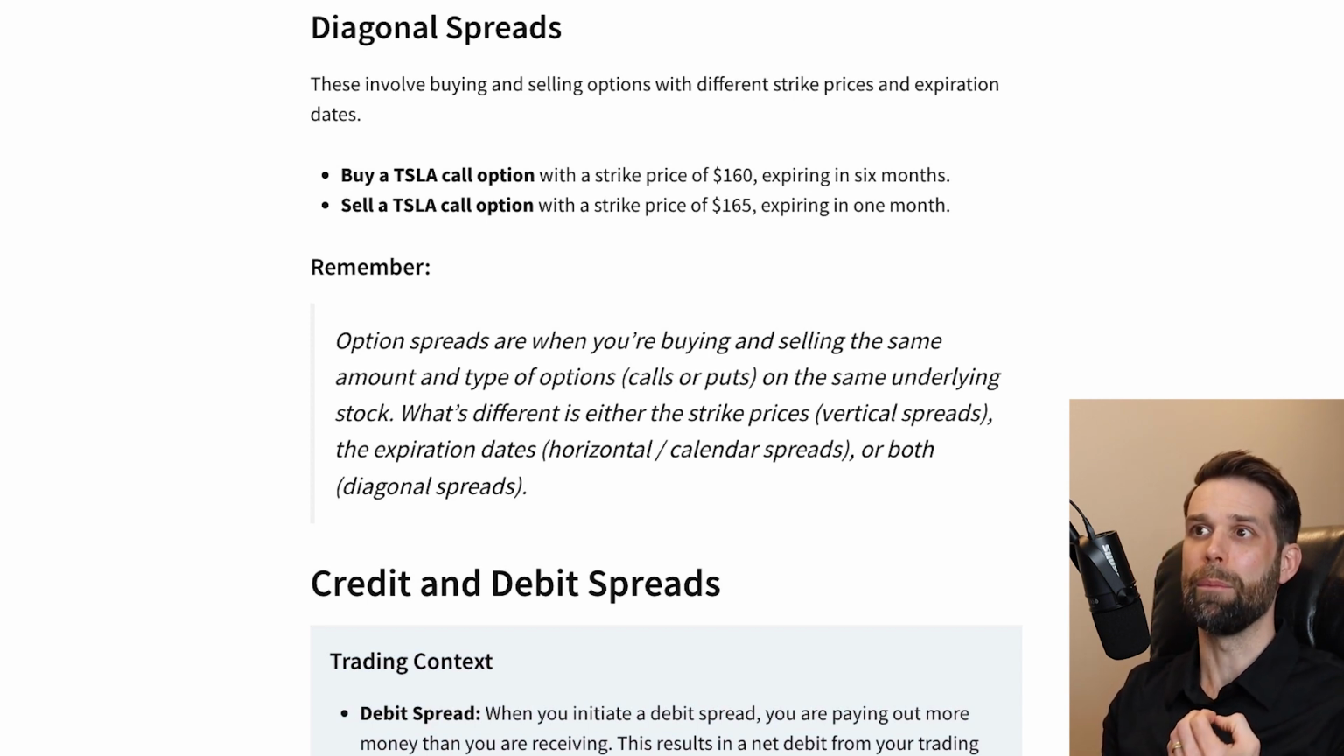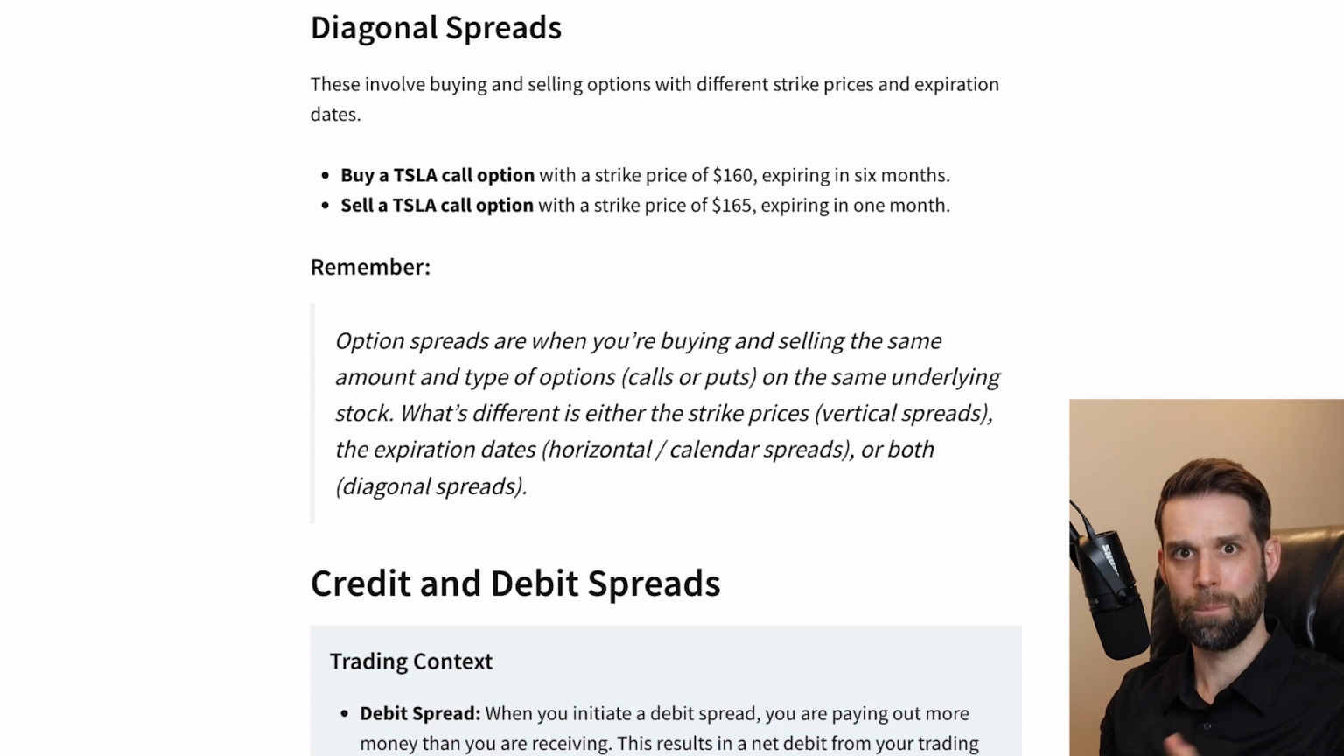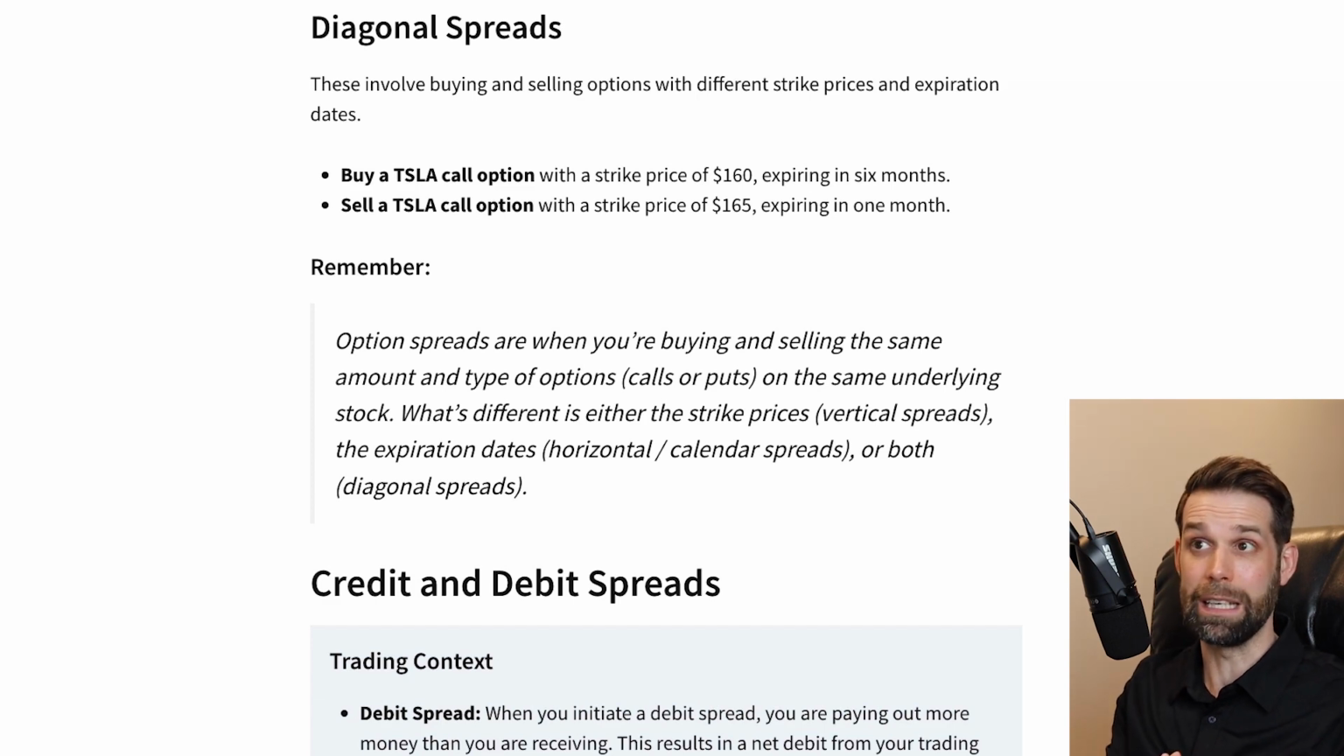And it's important to remember that when you're buying and selling these spreads, you are going to use the same stock, the same amount. So if you buy one call option, you sell one call option, and then exactly what differs is the strike prices will differ. That's a vertical spread. If the expiration dates differ, that's a horizontal or a calendar spread. And then if the strike and the expiration dates change, that's a diagonal spread. And that's really what those are.